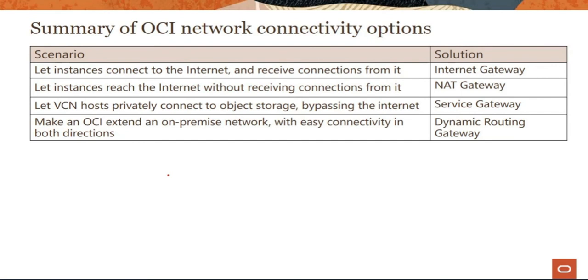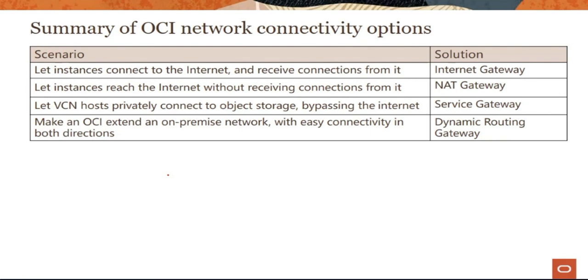If you want your host in the VCN to privately connect to OCI public services, for example object storage, but you are bypassing the internet, with traffic all going through Oracle's network backbone, you would use a service gateway. And then finally, if you want your host in your VCN to connect to your on-prem environment, again for private traffic, you could use something like a dynamic routing gateway. So these are the 4 gateways with different distinct design patterns.